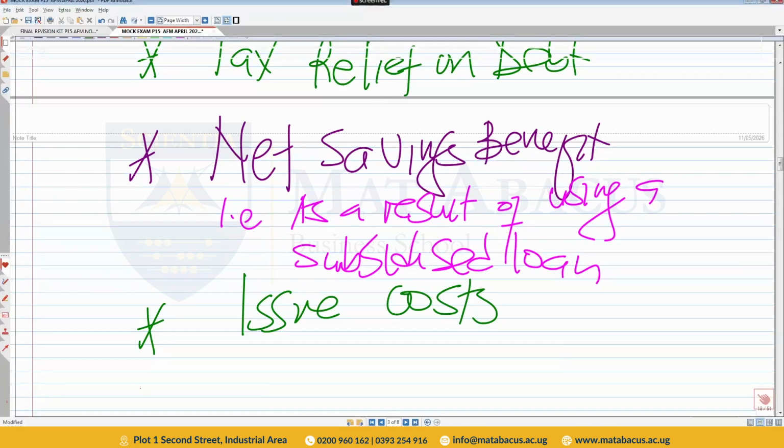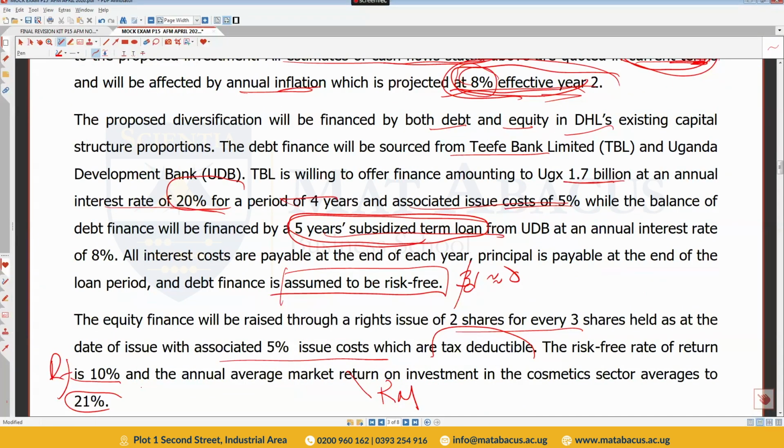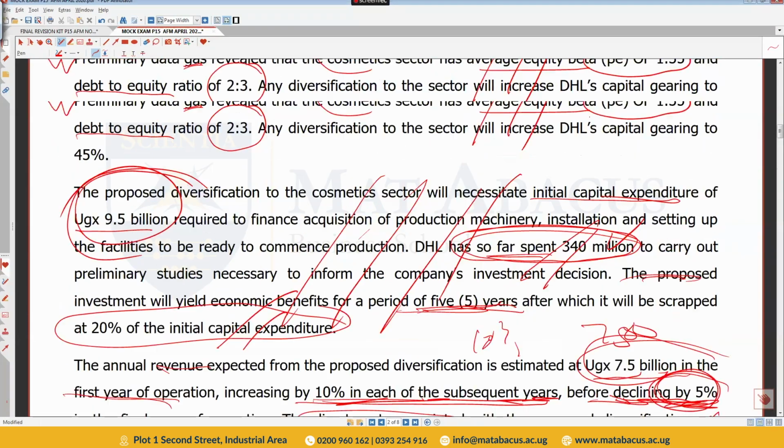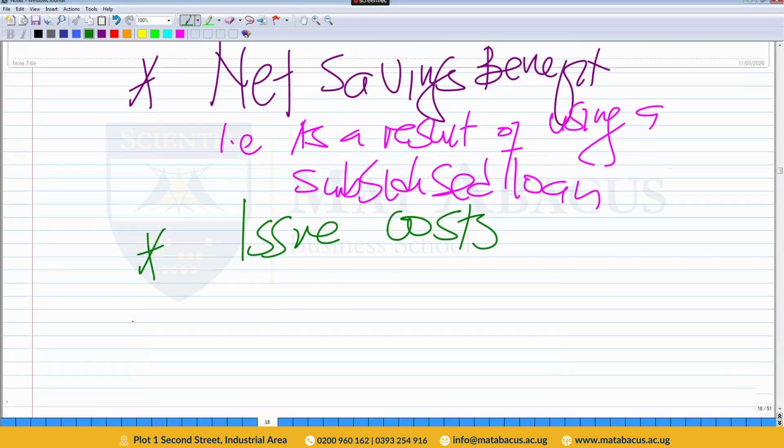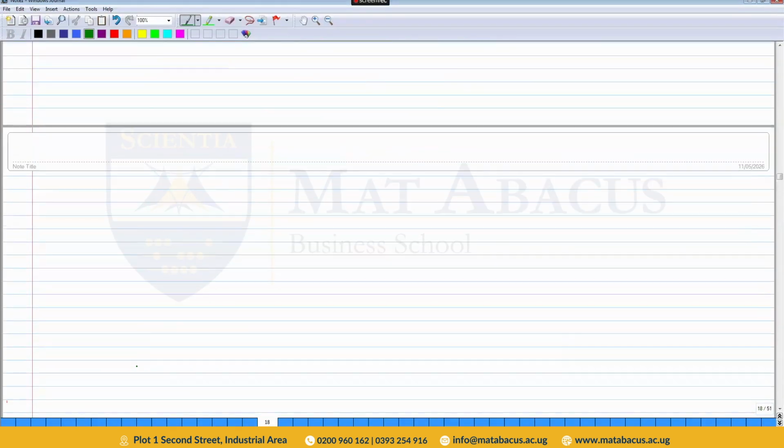So we shall go to the question. They are available starting from here. The proposed investment, the proposed diversification will be financed by both debt and equity in DHL's existing capital structure. The word is existing capital structure. Now, when we go to where we have started from, the existing capital structure of DHL was 35% debt, equity 65%. So we need to take note of that. And possibly, we are looking at financing effects.